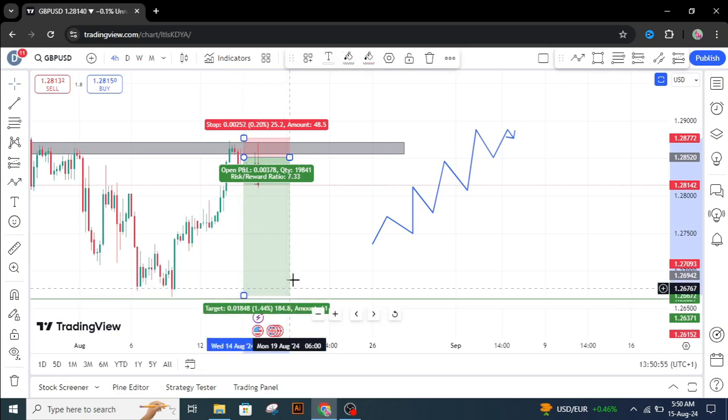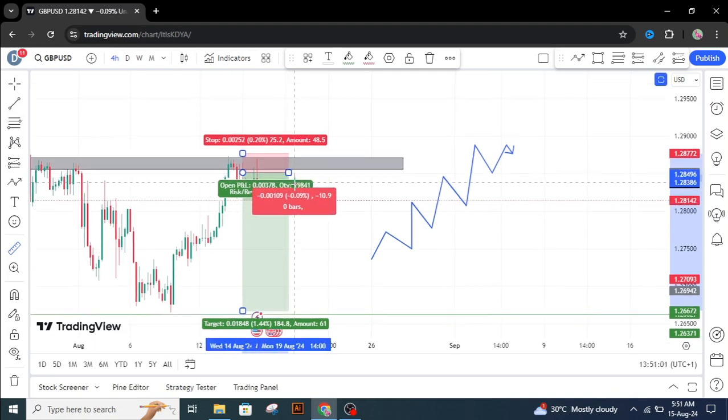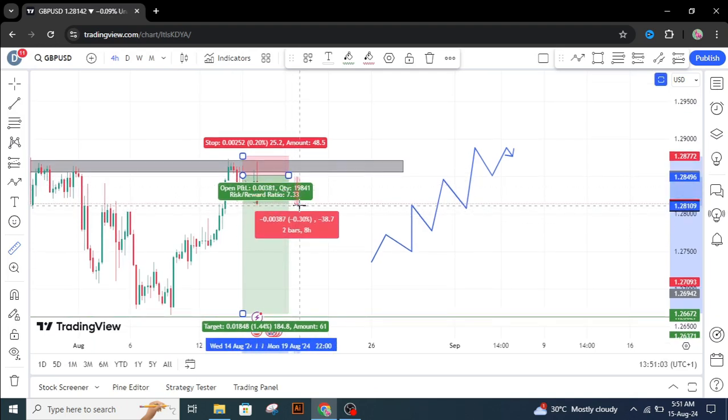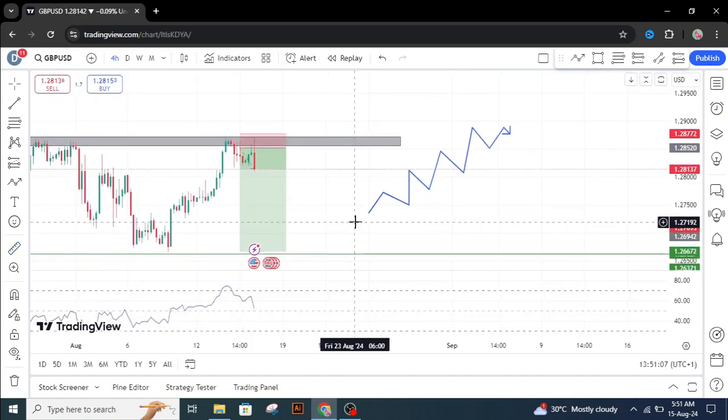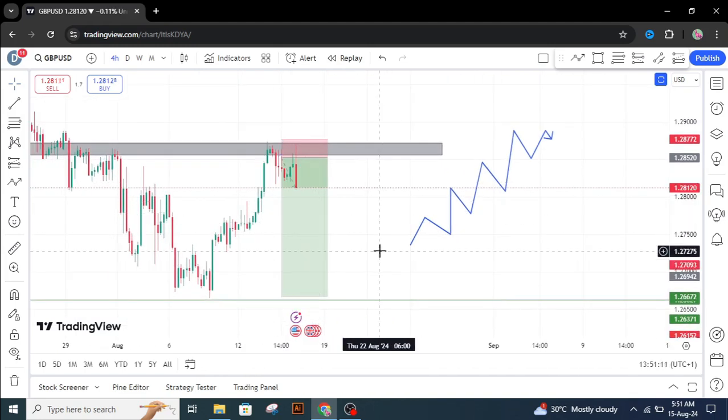This is 184 pips. So right now, let me see the number of pips. Okay, it's just 38 pips now. Nevertheless, I want to see that as a trader. I want to see that price action pattern.